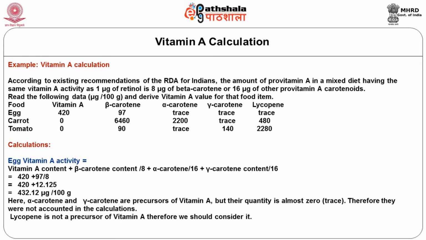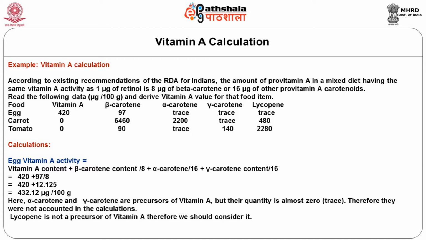Here, how do you do it? Take the beta carotene value from the tomato and divide that by 8, and if some traces of gamma carotene are also present, if the value is available, then you divide that by 16, so that you get the total vitamin A activity for the tomato.